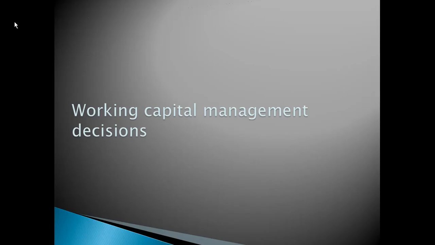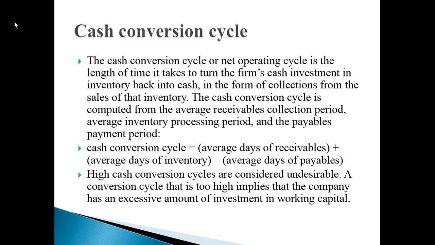Okay, so we're going to talk about working capital management decisions. Firstly, we're going to look at the cash conversion cycle. The cash conversion cycle is also known as the net operating cycle. This is the length of time to turn the firm's cash investment in inventory back into cash in the form of collections from the sales of that inventory.